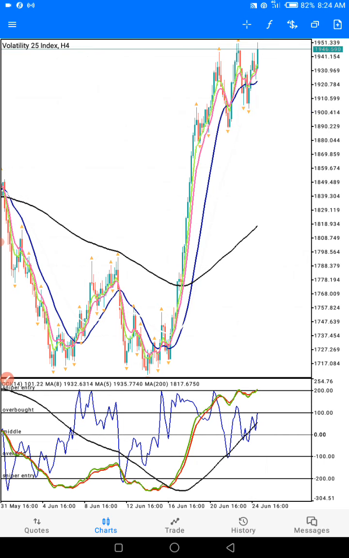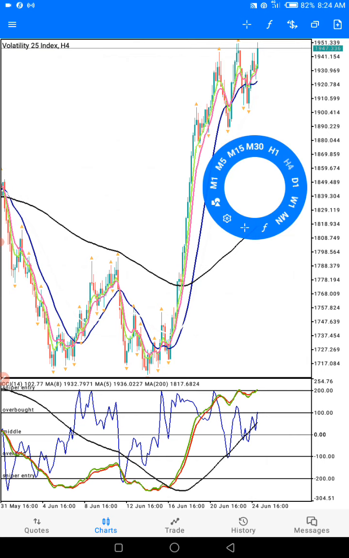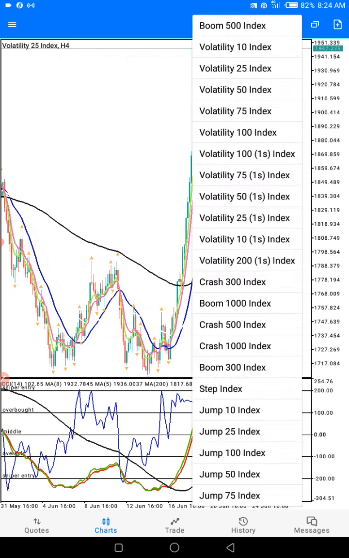For those of us trading the volatility 25, you have to watch out for a major breakthrough from the higher time frame before you can actually go into the trade, so that you don't blow up your account, you don't lose your account. Now we are going to look at one more trade before I call it a day.